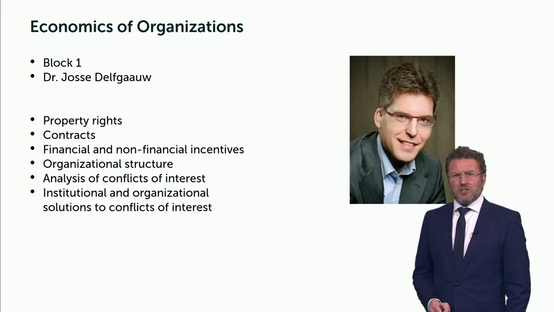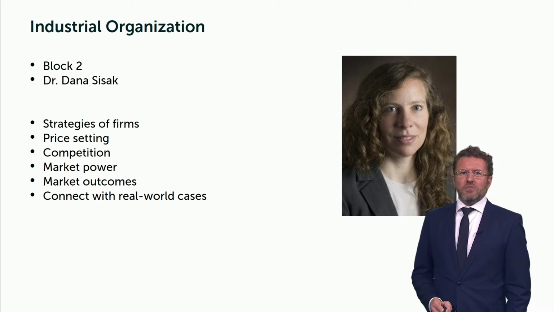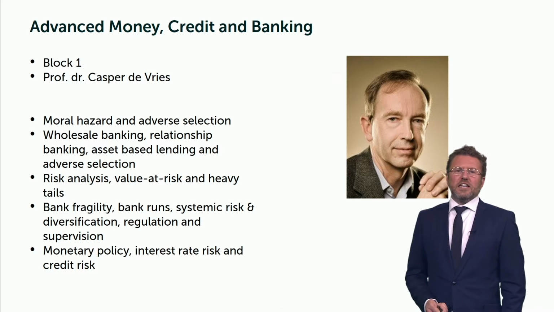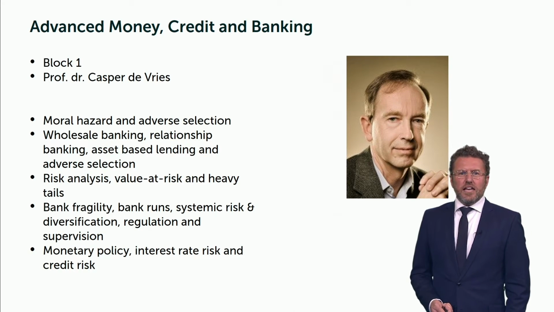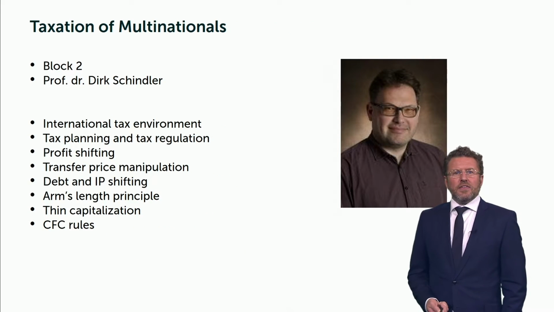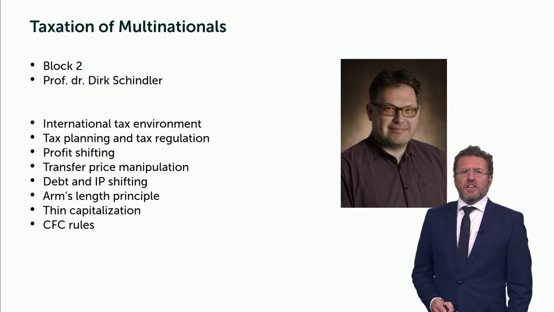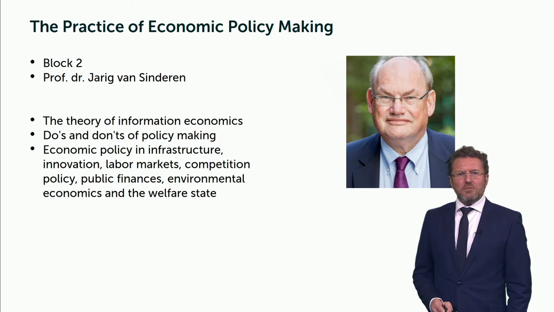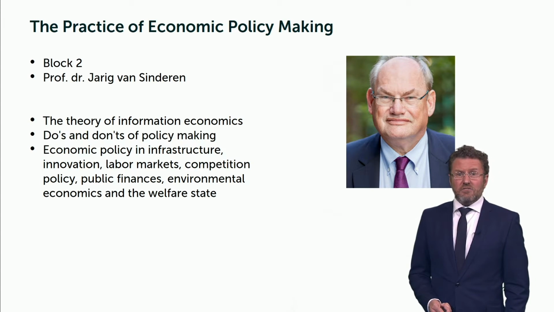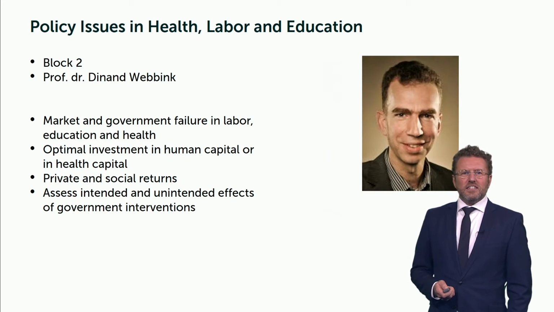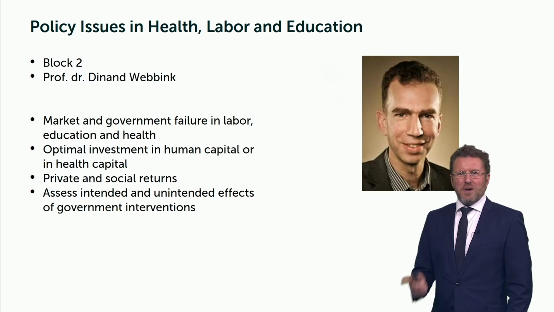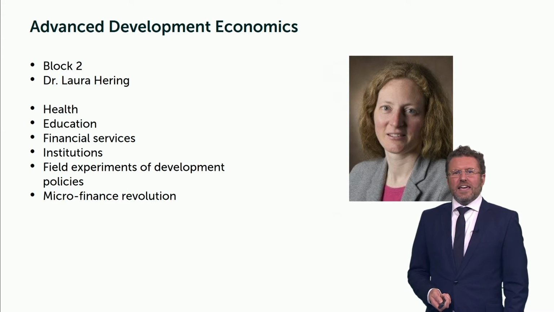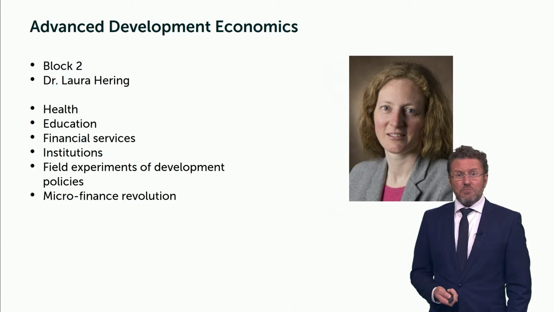The first elective is Economics of Organizations, taught in Block 1 by Josse Delfgauw. The second elective is Industrial Organization, taught in Block 2 by Dana Sizak. A third elective is Advanced Money, Credit and Banking, in Block 1, taught by Professor Casper de Vries. Also an elective is Taxation of Multinationals, in Block 2, taught by Professor Dirk Schindler. A further elective is the Practice of Economic Policy Making, in Block 2, taught by Jarig van Sinderen. A further elective is Policy Issues in Health, Labor and Education, taught by Professor Webbink in Block 2. And a final elective is Advanced Development Economics, taught in Block 2 by Laura Hering.